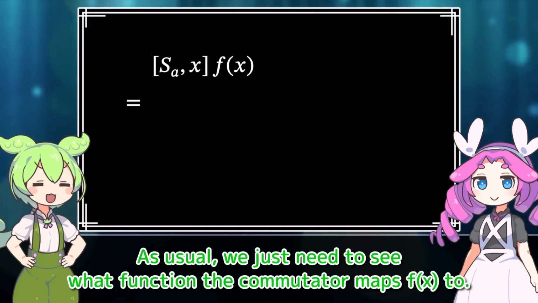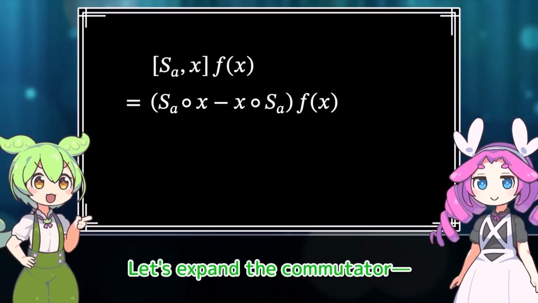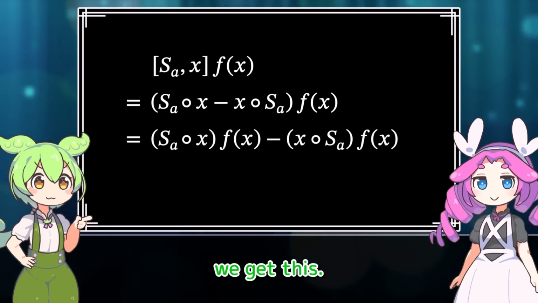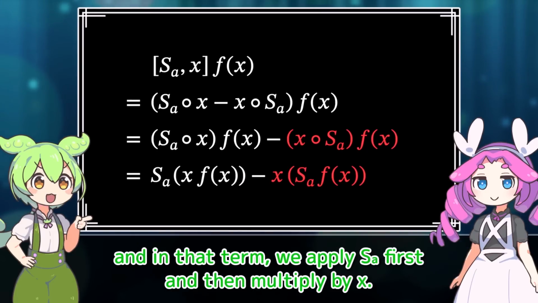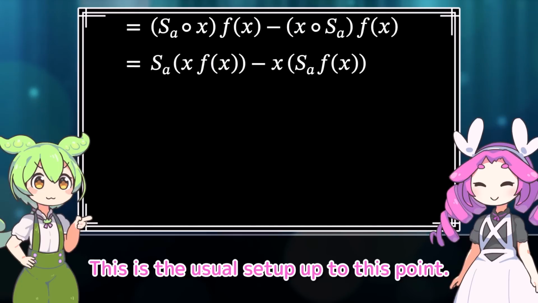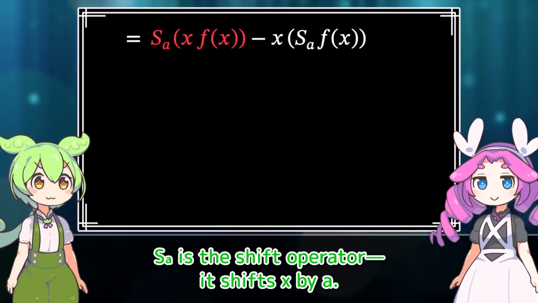As usual, we just need to see what function the commutator maps f of x to. Let's expand the commutator. We get this. In this term we multiply by x and then apply s sub a, and in that term we apply s sub a first and then multiply by x. This is the usual setup up to this point. s sub a is the shift operator. It shifts x by a.